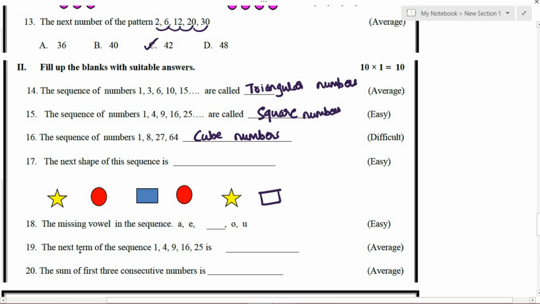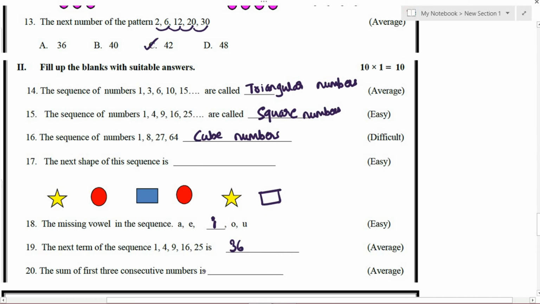The missing vowel in the sequence: E, E, I, O, U. So this is the missing vowel in the sequence. The next term of the sequence: 1, 4, 9, 16, 25. These are the square numbers. The next number will be the square of 6, that is 36.